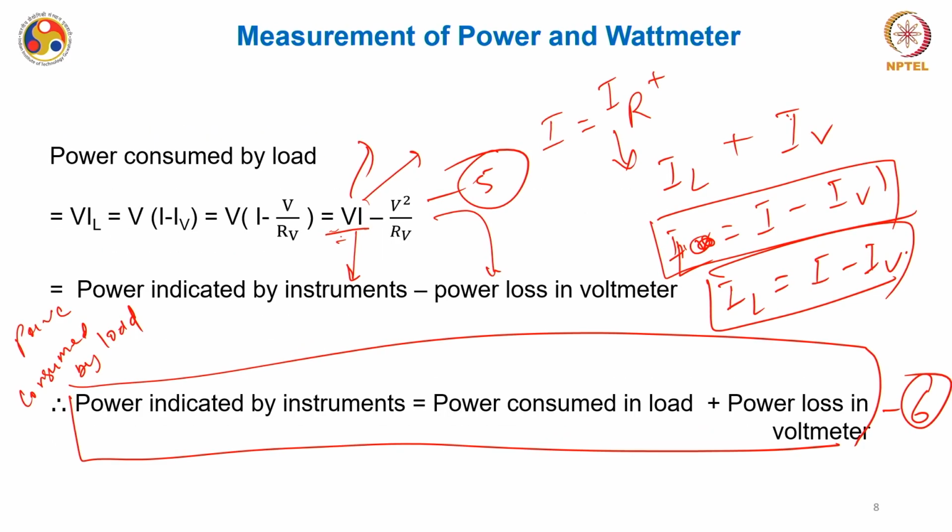And from equation 6, what we have got is that the power indicated by the instrument is equal to the power consumed in the load plus the power loss in the voltmeter. In case A, everything is the same, except the third term is the power loss in the ammeter, while in case B it is the power loss in the voltmeter.